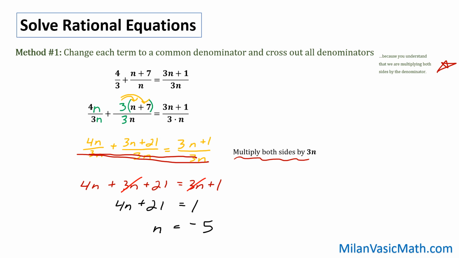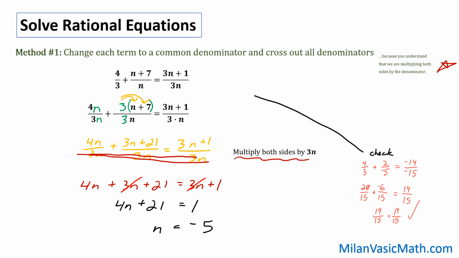Now we should check that to verify. So we saw there's the work. Always check back into the original equation. And because we get a check mark, it verifies that this indeed is the solution, n equals -5. So that was the first method.